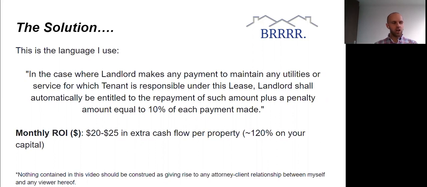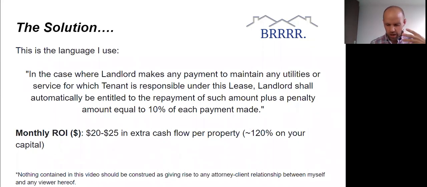You're basically talking about 120% on your capital annually, because every month it's another 10%, 10%, 10%. So simple contract language that you might not otherwise have. If you didn't have this, you wouldn't have the right to be charging somebody extra for something like that. So you want to include this language.